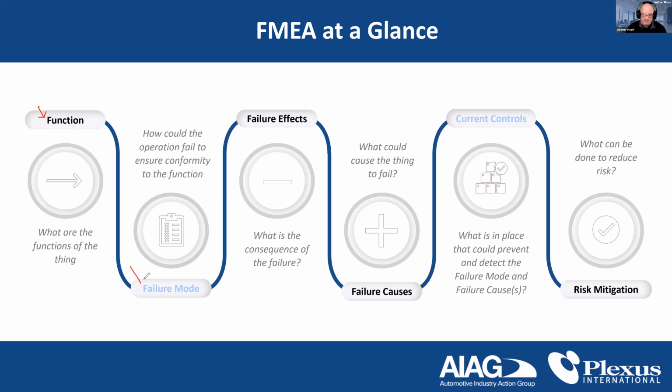Then you look at the failure mode. And folks, realize that fundamentally for the 1,000+ people that are on this webinar right now, this is key. Failure is the negation of function. Simple. Then you look at the effect, you look at what caused it, you put in your controls, and then you mitigate it. Okay? Very simple.